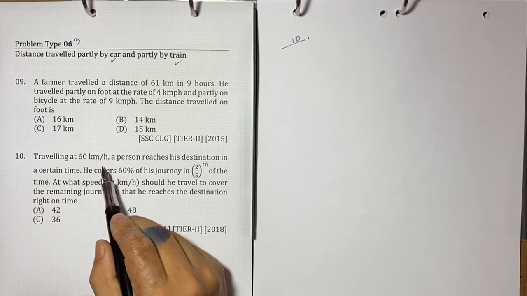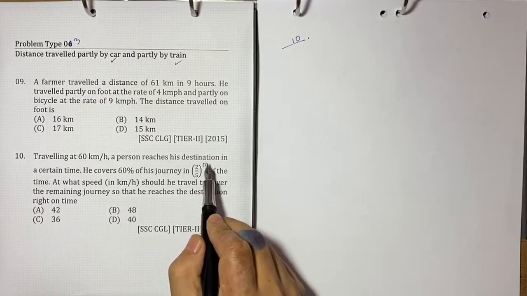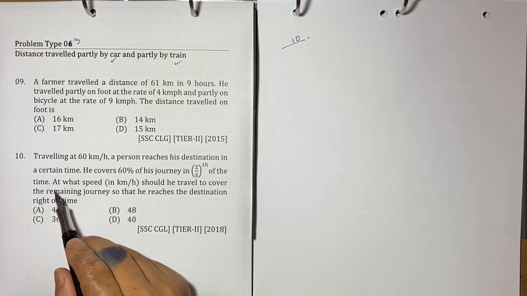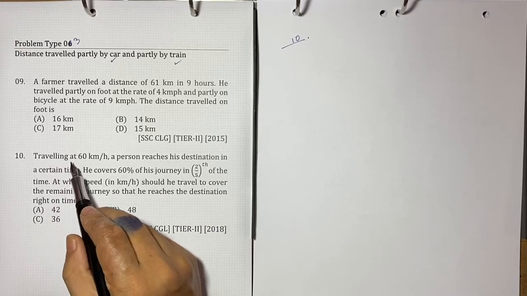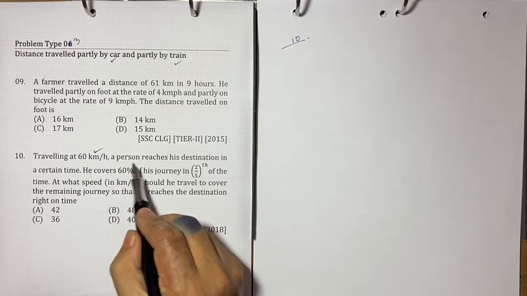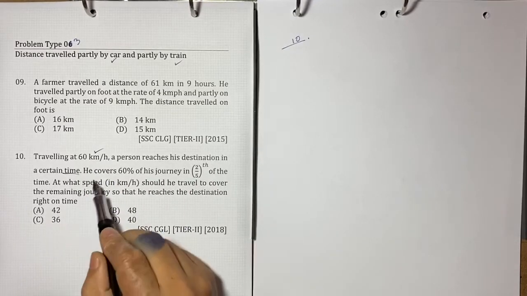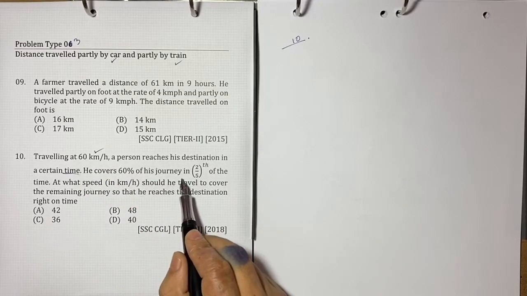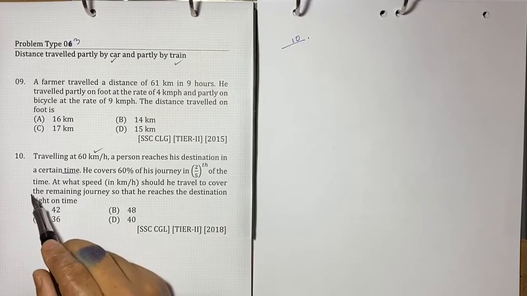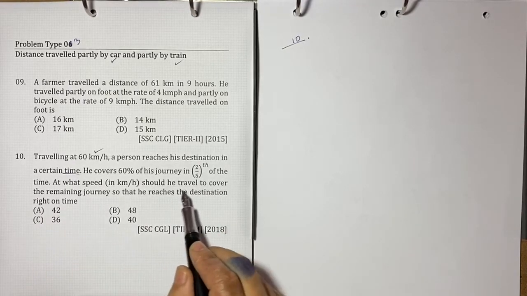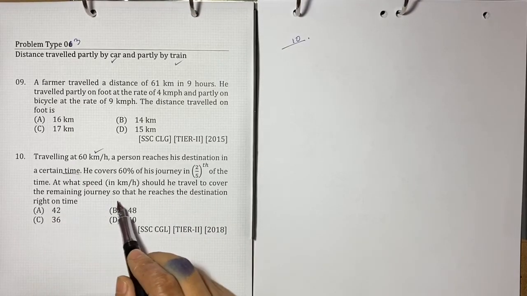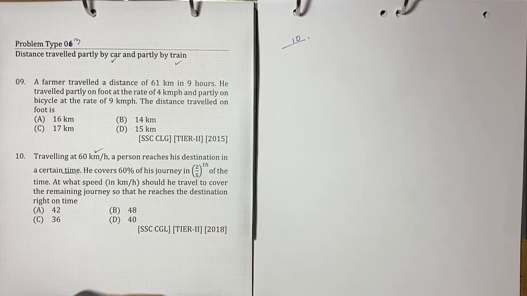Traveling at 60 km per hour, a person reaches his destination in a certain time. He covers 60% of his journey in 2/5 of the time. At what speed should he travel to cover the remaining journey so that he reaches his destination right on time?